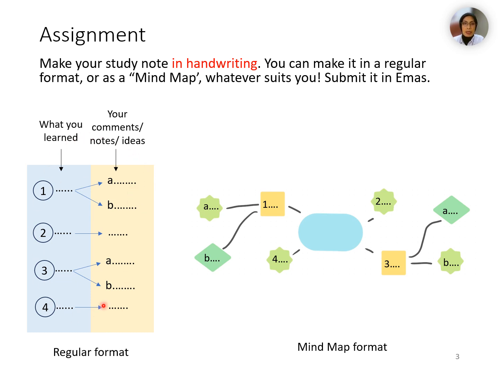The same thing can also be written in a mind map format. So it's just like a map in your mind: number one, the topic that you have learned is this, and it is about A and B, and the second is about this, the third is about this, and the fourth is about this. Please submit it in Mass.